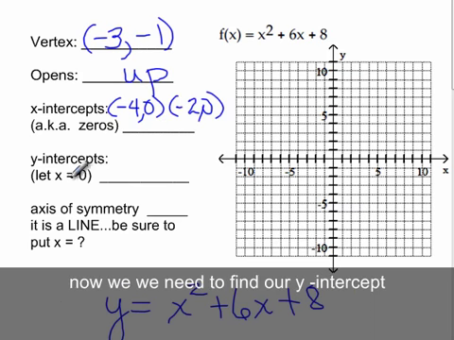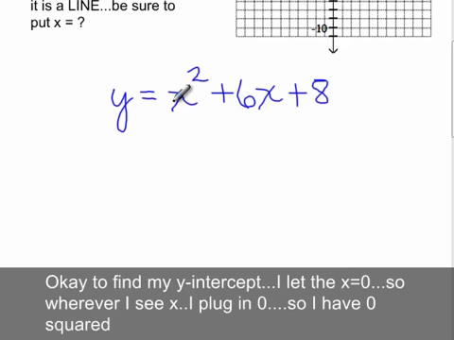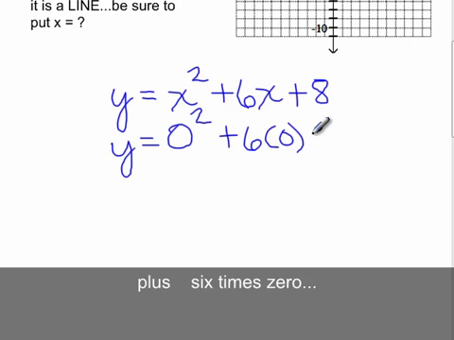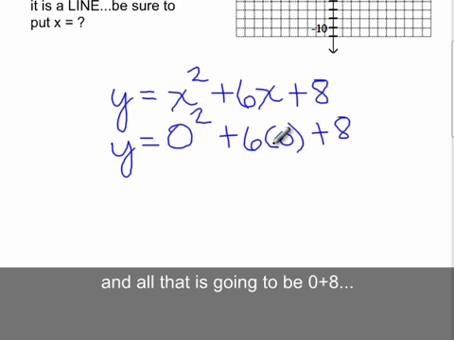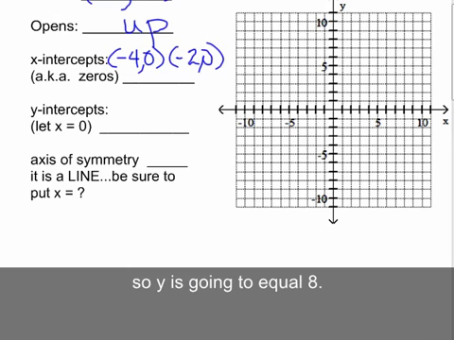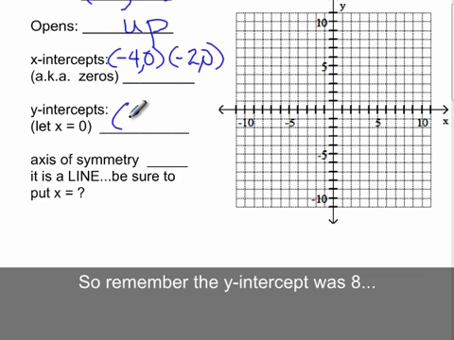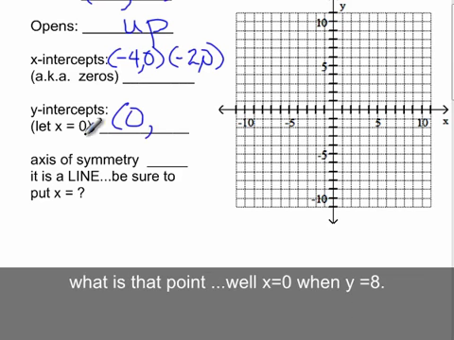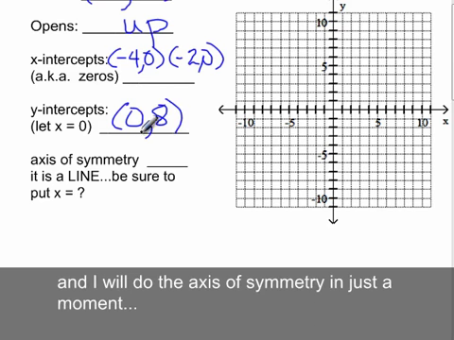Now we need to find our y-intercepts. Okay, to find my y-intercept, I just let the x equal 0. So wherever I see x, I plug in 0. So I have 0 squared plus 6 times 0 plus 8. And all that's going to be just 0 plus 8. So y is going to equal 8. Okay, so now let's fill in our y-intercept. So remember the y-intercept was 8. What is that point? Well, x is 0 and y is 8. And I will do the axis of symmetry in just a moment.